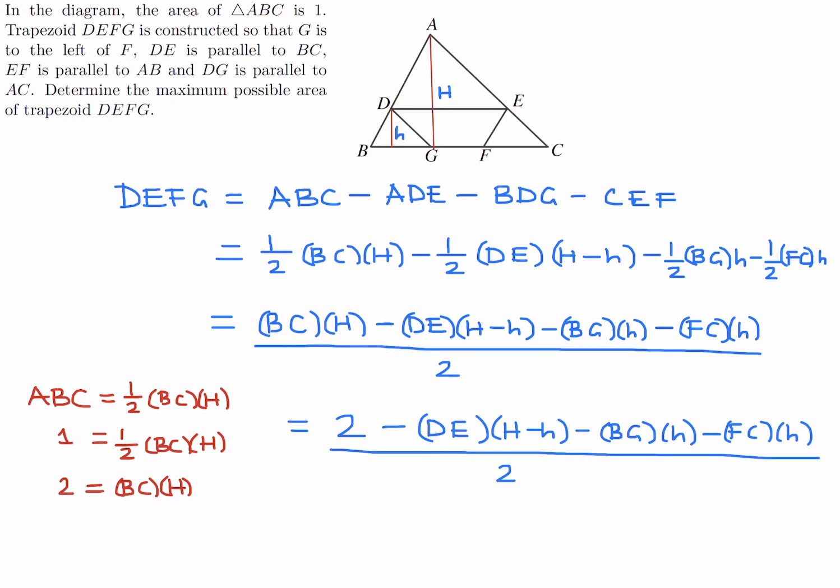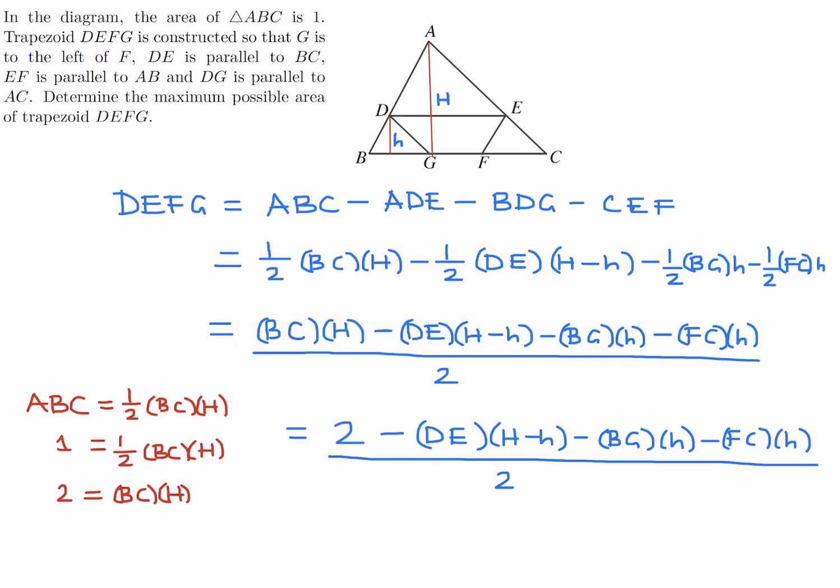Okay, so at this point, where do we go from here? Now we have to use something called similar triangles. If you go back to the question, you'll notice they talk about parallel a lot. DE is parallel to BC, EF is parallel to AB, DG is parallel to AC. Why do they keep mentioning that? Because they're screaming at you to use similar triangles. When things are all parallel, they're basically spelling it out for you that, look, this is all similar triangles. That's basically what they mean by that. So let's use similar triangles.